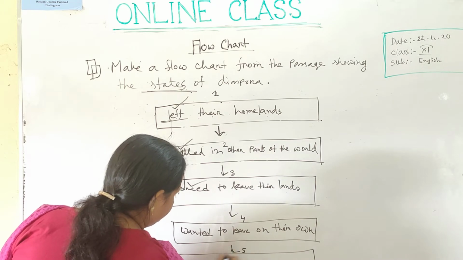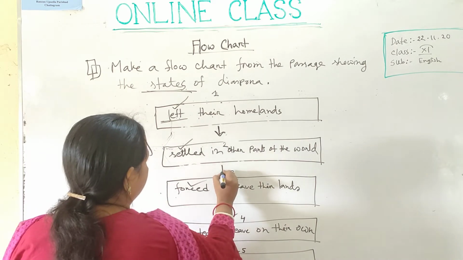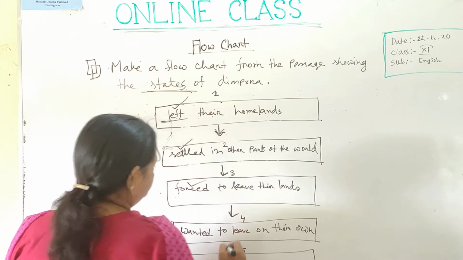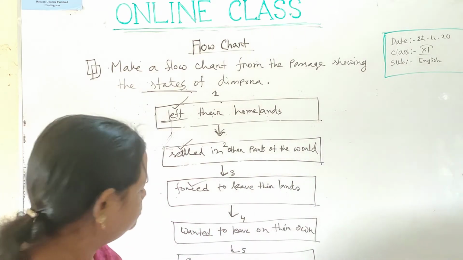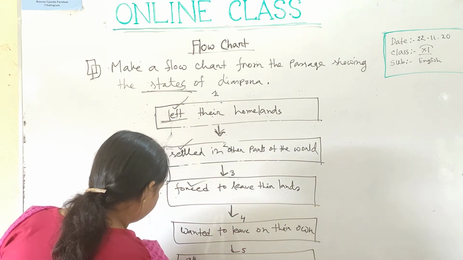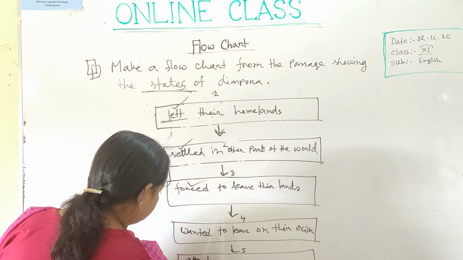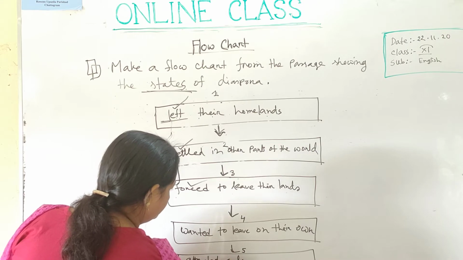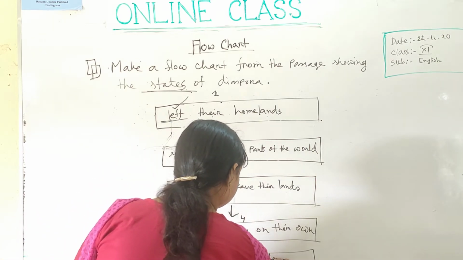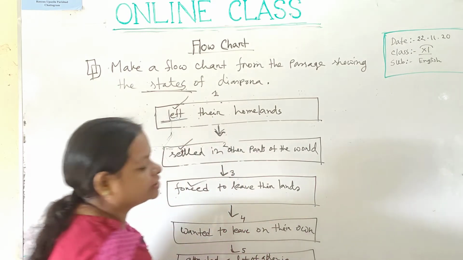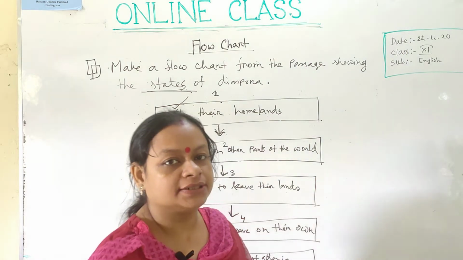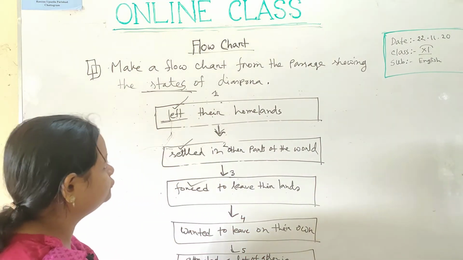Then number 5. Notice that if you don't show the flow, you will not secure any marks. Wanted to live on their own, then attracted a lot of attention. The causes of diaspora and its estates attract a lot of attention.